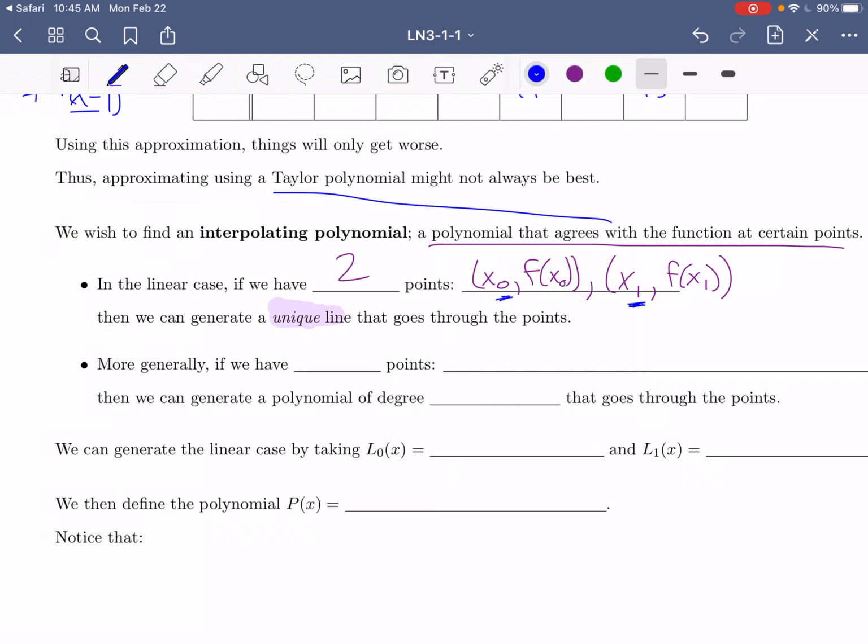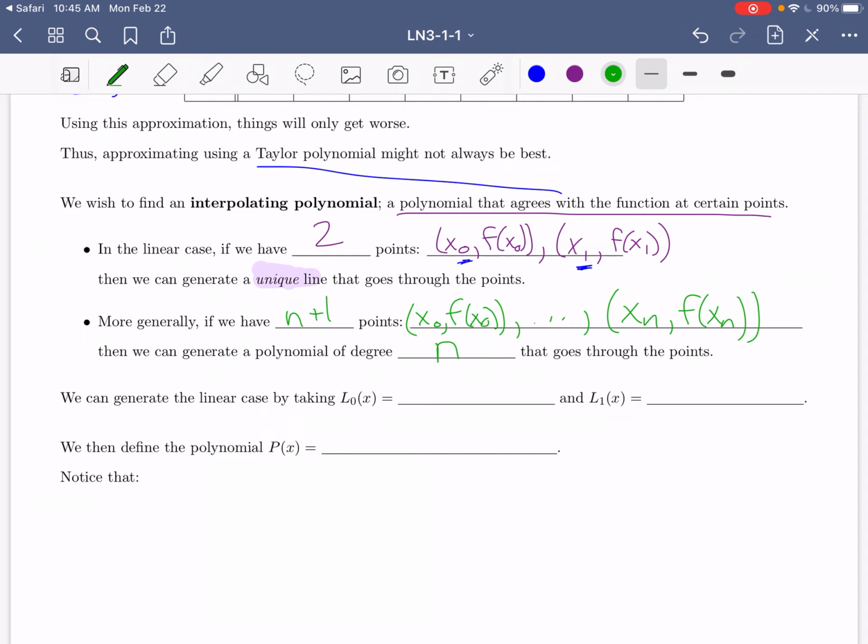And we can take this idea and we can generalize it, and we can say, oh, if we have n plus 1 points, so starting with x0 and the function value at x0, all the way up through xn and the function value at xn, if we have n plus 1 points, then we should be able to generate a polynomial of degree n that goes through those points. And that's the plan. All right, so let's talk about the linear case.